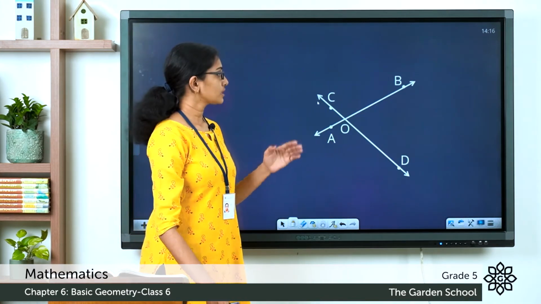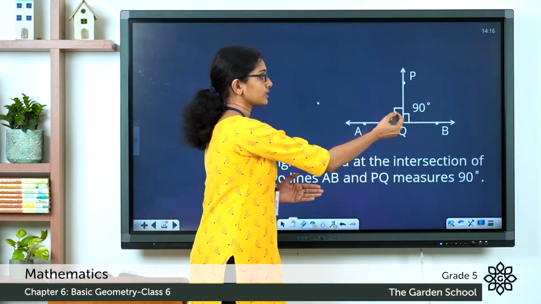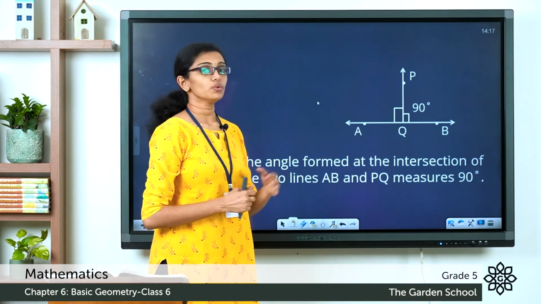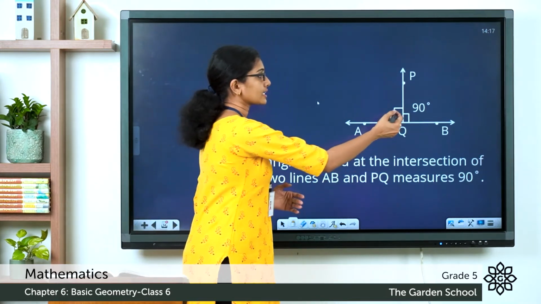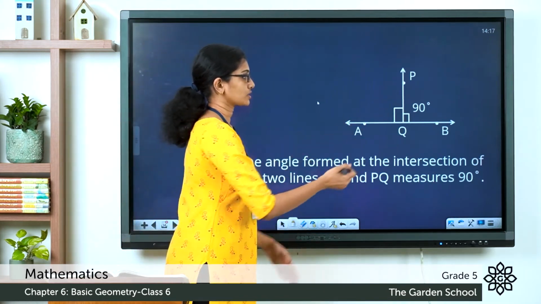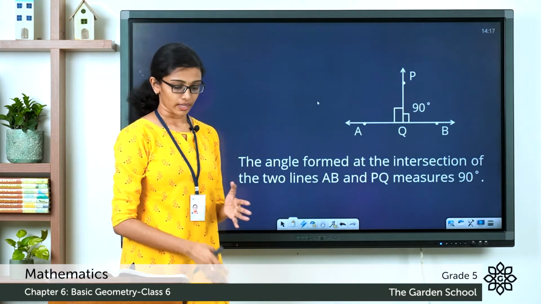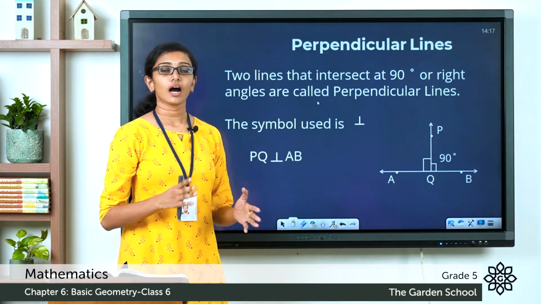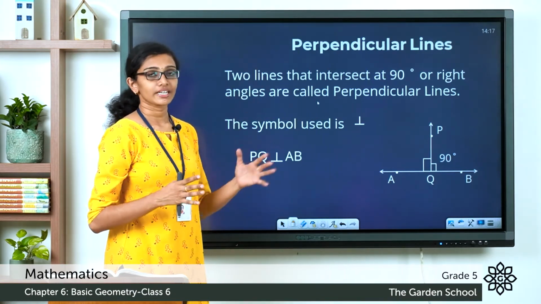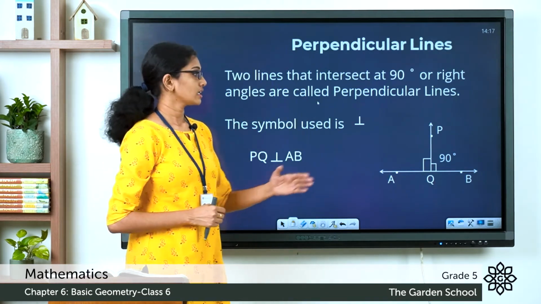And what if these lines intersect in a way that the angle found between them is 90 degrees? Line AB and PQ are intersecting each other at an angle of 90 degrees. We can say the angle formed at the intersection, which is the meeting point, is 90 degrees. Such lines, when they intersect to form 90 degrees, are called perpendicular lines. Two lines that intersect at 90 degrees or at right angles are called perpendicular lines, like this.